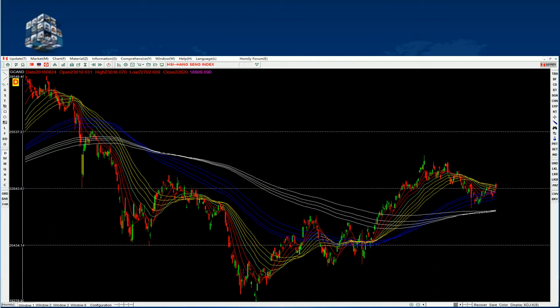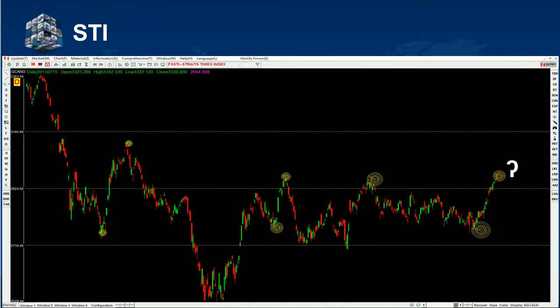Then we can see the next one. STI. This is the STI index, because we can see here this is the low point, right? High point, low point, high point, high point, low point, high point. Okay? But we don't know whether it can continue to go up or not. Why did I mark this high point? Because it's very important. This is the low point. It has support for the future price. Okay? This is the resistance.